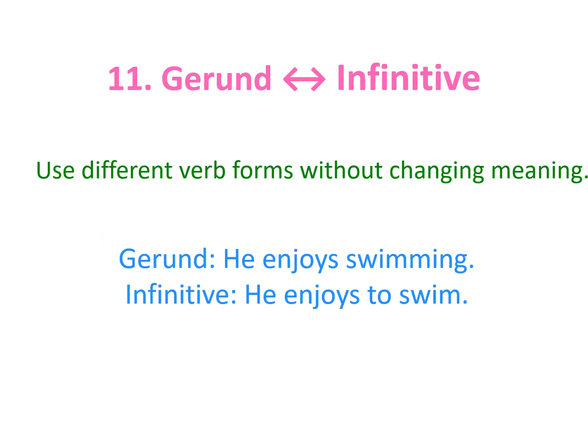This involves using different verb forms. For example, he enjoys swimming can be expressed as he enjoys to swim. Though usage depends on context, both forms can sometimes convey similar meanings.